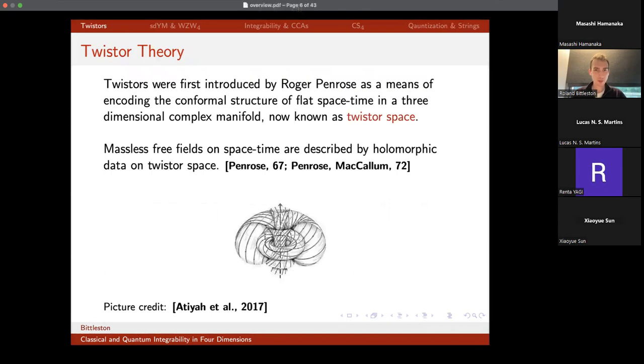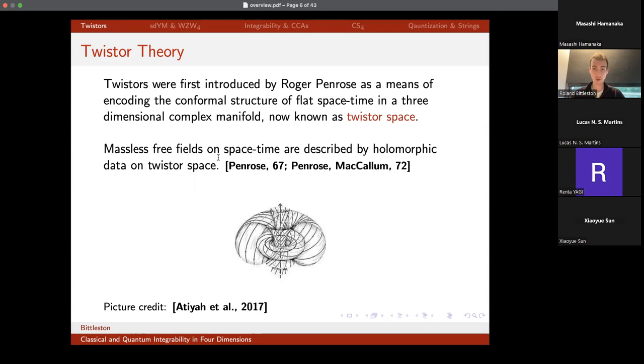All right, so let's start at the beginning with twistor theory. Twistors were introduced by Roger Penrose as a means of encoding the conformal structure of flat space in a three-dimensional complex manifold, which now goes by the name of twistor space. The idea is that massless free fields on space-time can be described in terms of holomorphic data on twistor space, and more generally, chiral solutions to chiral field equations on space-time are encoded in complex and often algebraic data on twistor space.